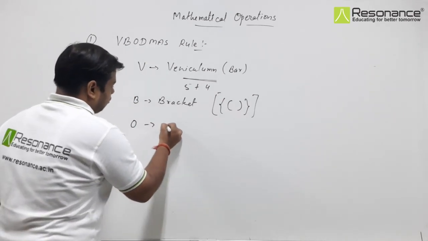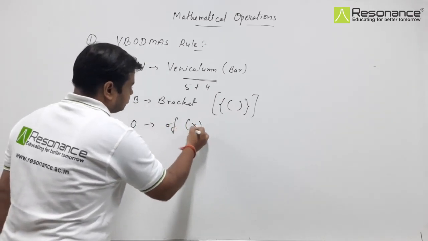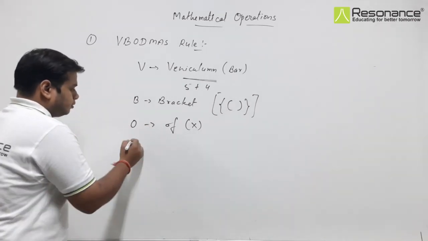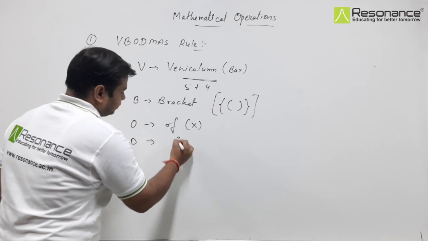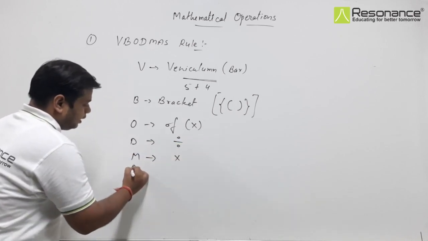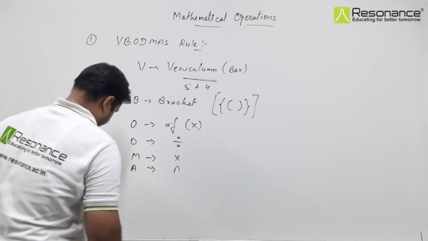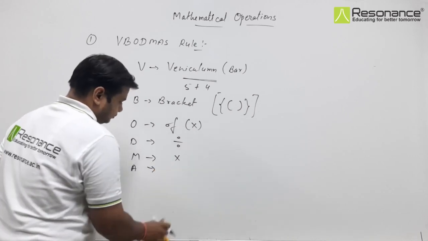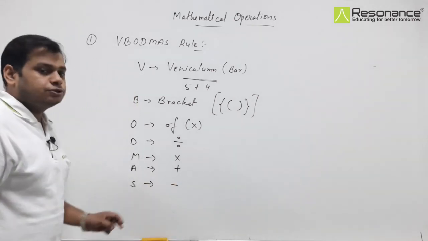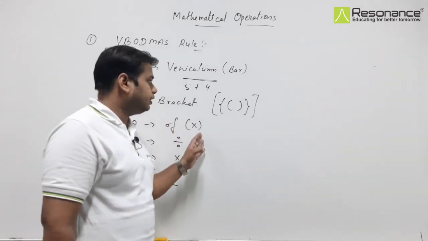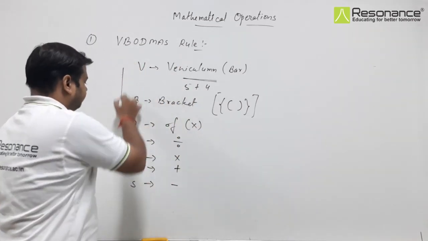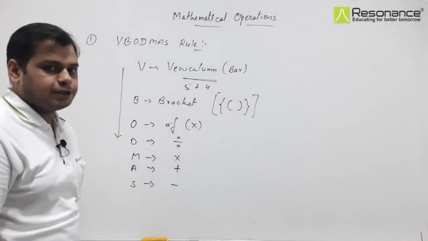O means off. Off means multiplication. Remember this thing. O means off. D means division. M means multiply. A means addition. And S means subtraction. So to solve any kind of mathematical equation, this is the procedure. We have to follow this rule to solve any kind of mathematical equation.